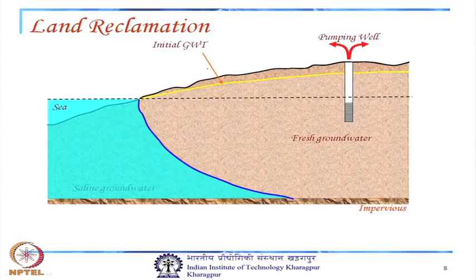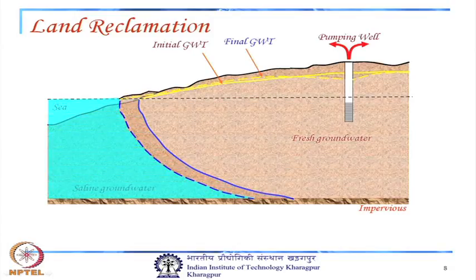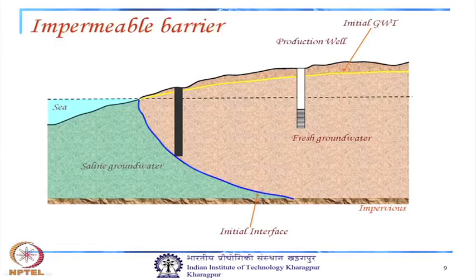Now, another point is land reclamation. With the land reclamation, as this is our groundwater table and this is our sea level, we can have a different interface position with the land reclamation. So, that may reduce some kind of seawater intrusion effect.